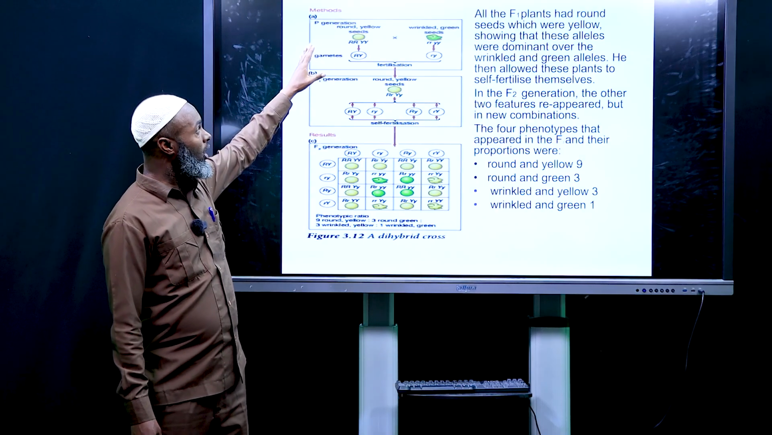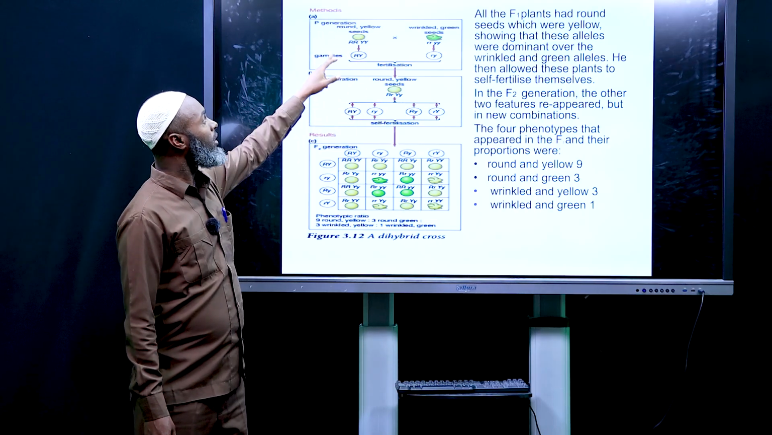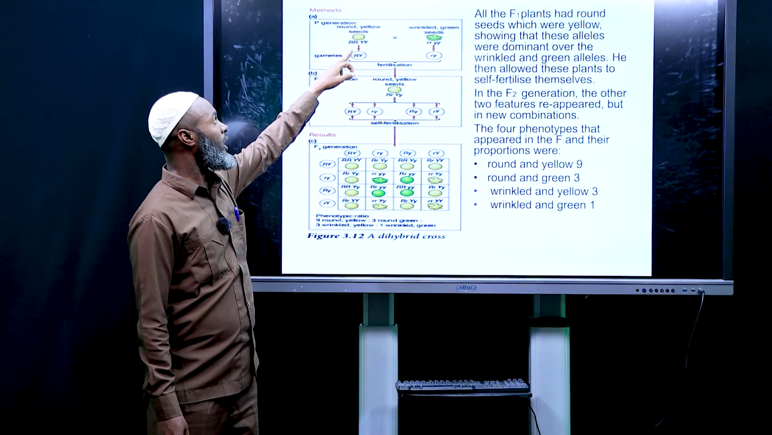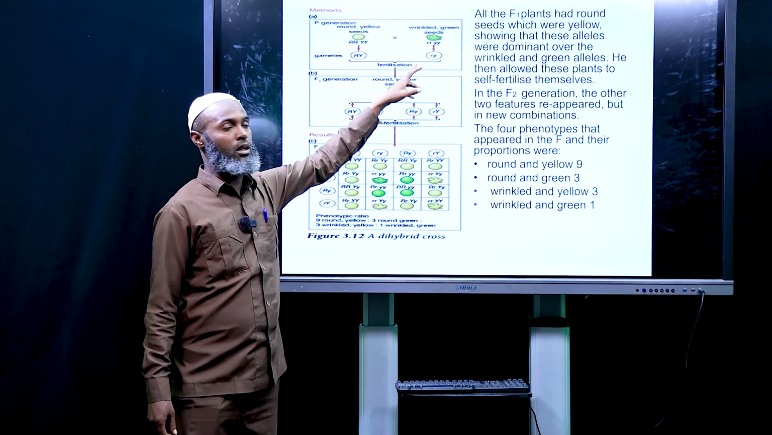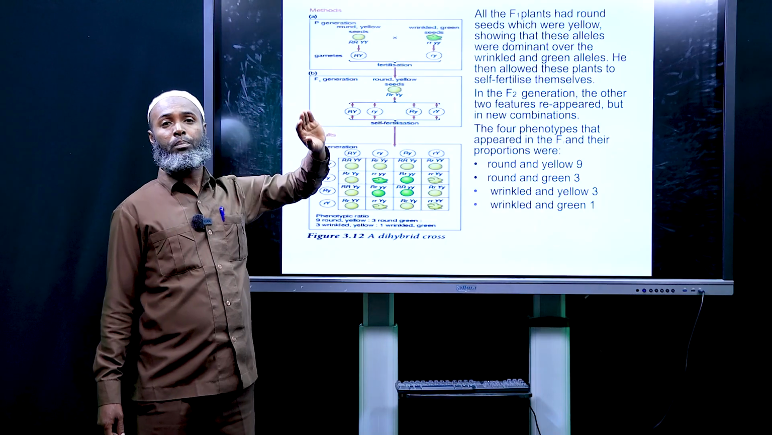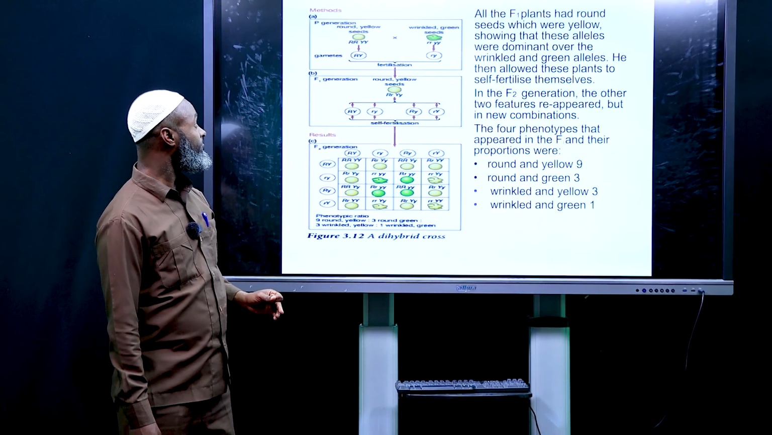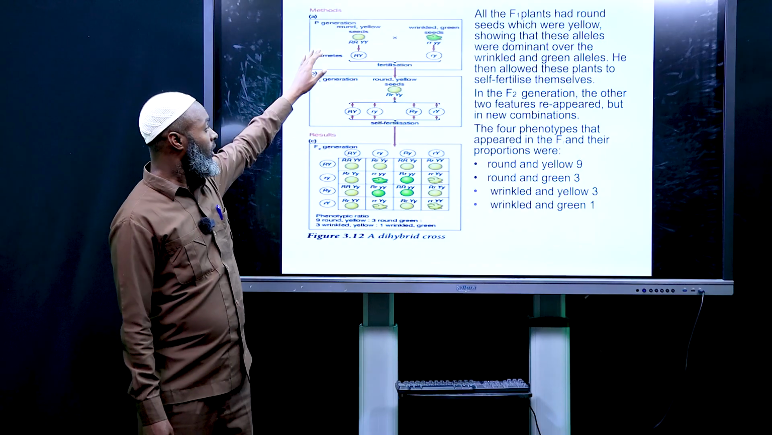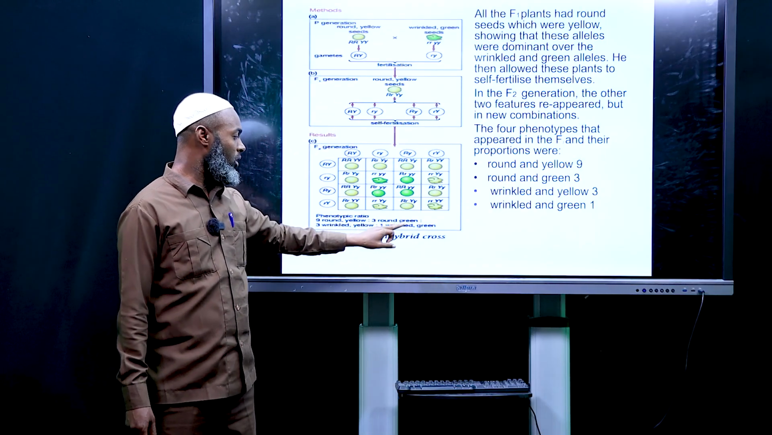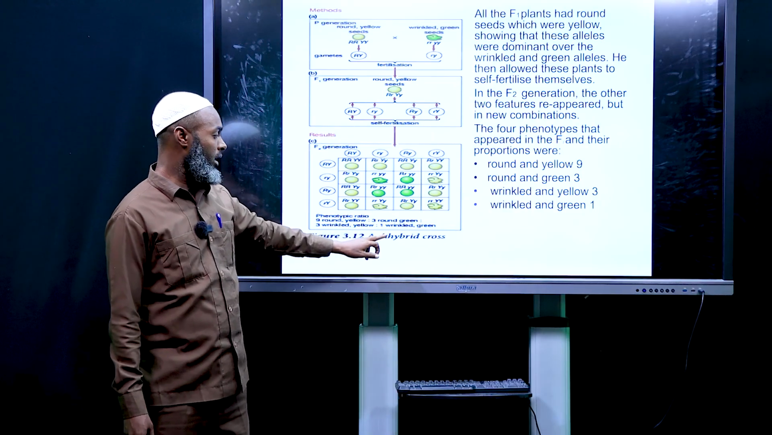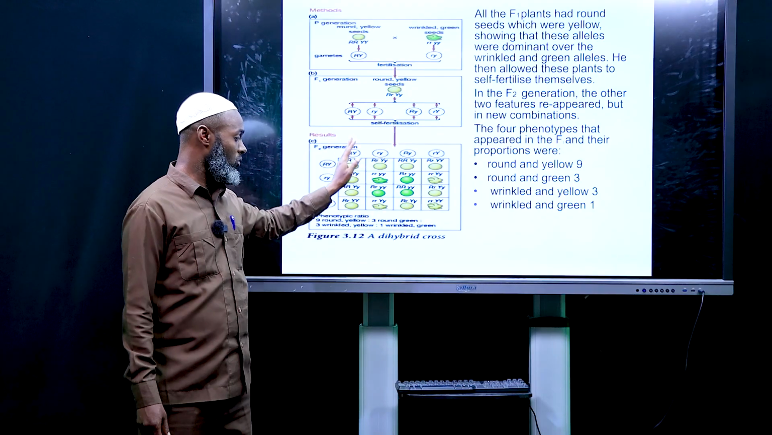So now you can consider that the parent has round yellow seed and wrinkled green seed. Here we have shape and also color. And the result would be 9 round yellow, 3 round green, 3 wrinkled yellow, and 1 wrinkled green. So 9:3:3:1 ratio.